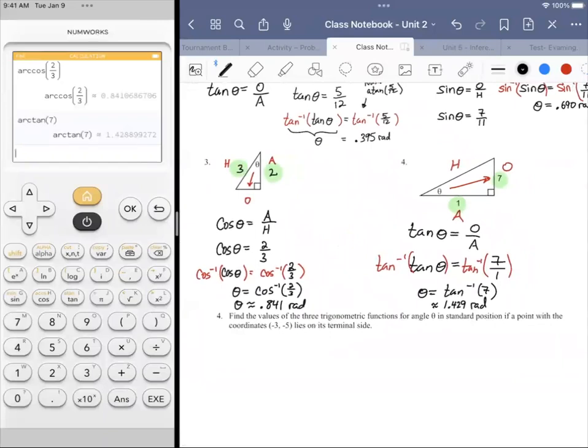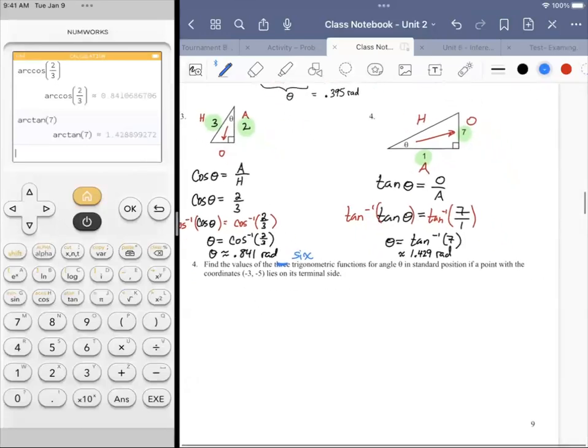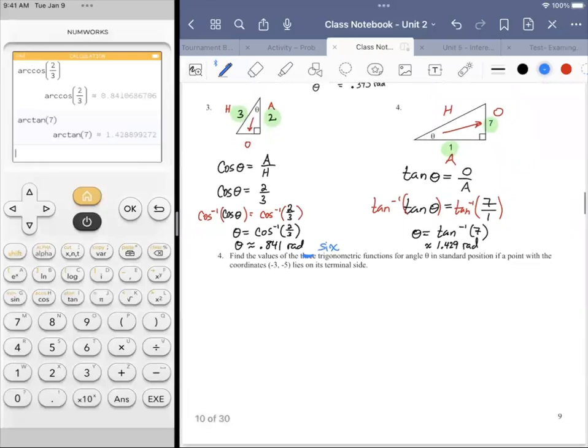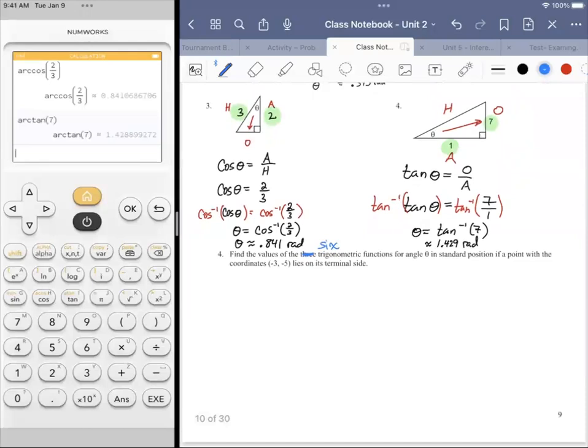All right. Now, the bottom question says find the values of the 3 trigonometric functions. That's another typo, and I meant to fix that. It's 6 trigonometric functions, because we talked about this last time, where you can make 6 ratios out of any triangle when you're talking about the sides of the triangle. All right, so I want the values of 6 trig ratios for a function theta in standard position if a point with the coordinates of -3, -5 lies on its terminal side.